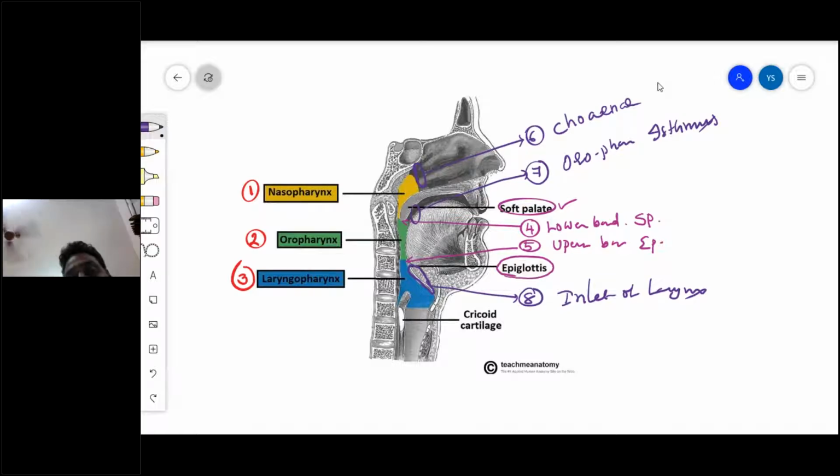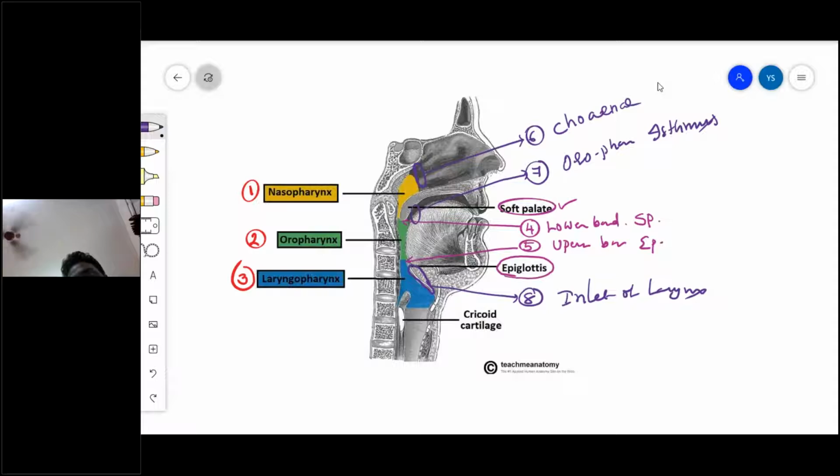What I'm telling is that nasopharynx communicates with the nasal cavity through number 6, choanae. Like that, the oropharynx, green color, communicates with the oral cavity through number 7, oropharyngeal isthmus. And finally, laryngopharynx communicates with the larynx through number 8, inlet of larynx. So these are the boundaries between the interior of the pharynx and the nose, oral cavity, and larynx.